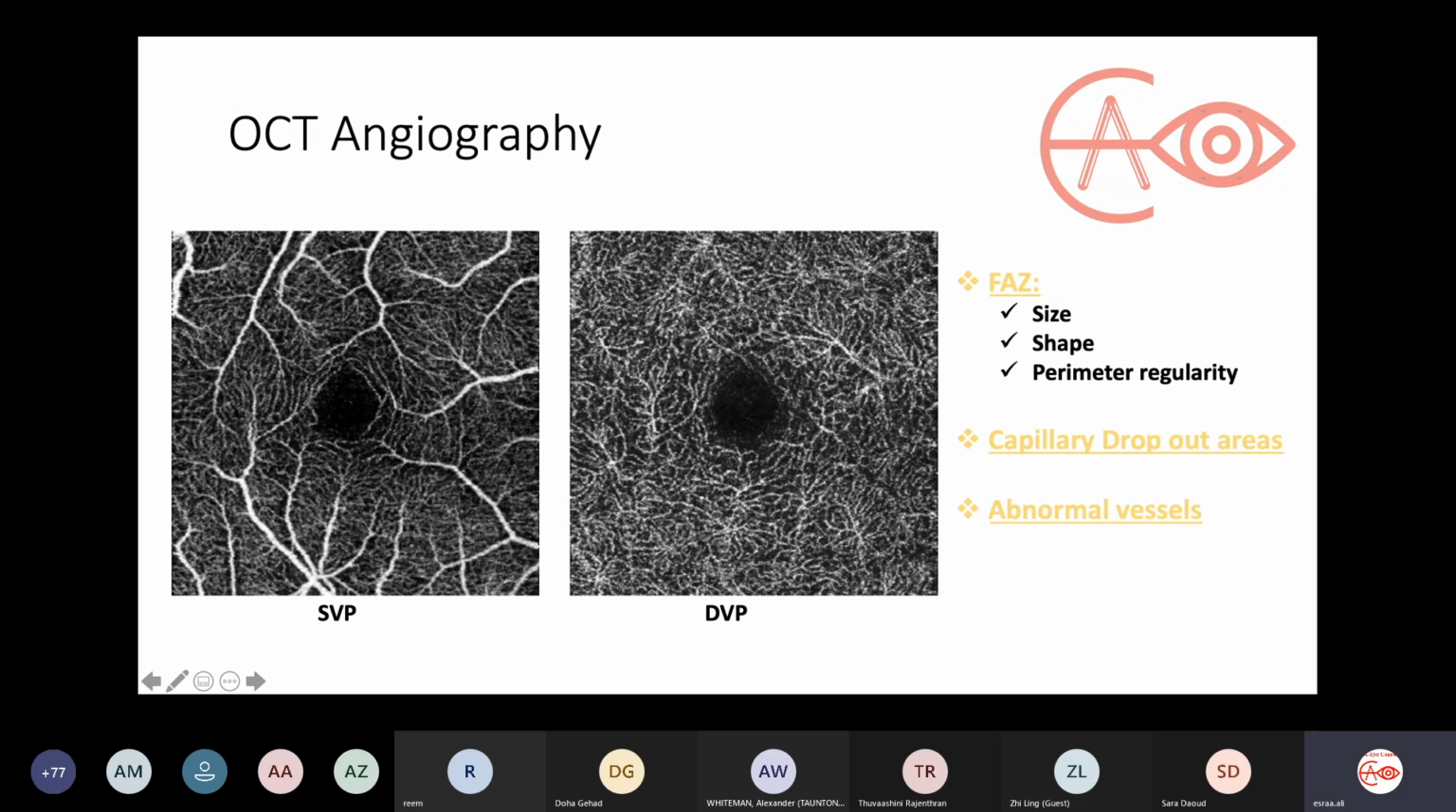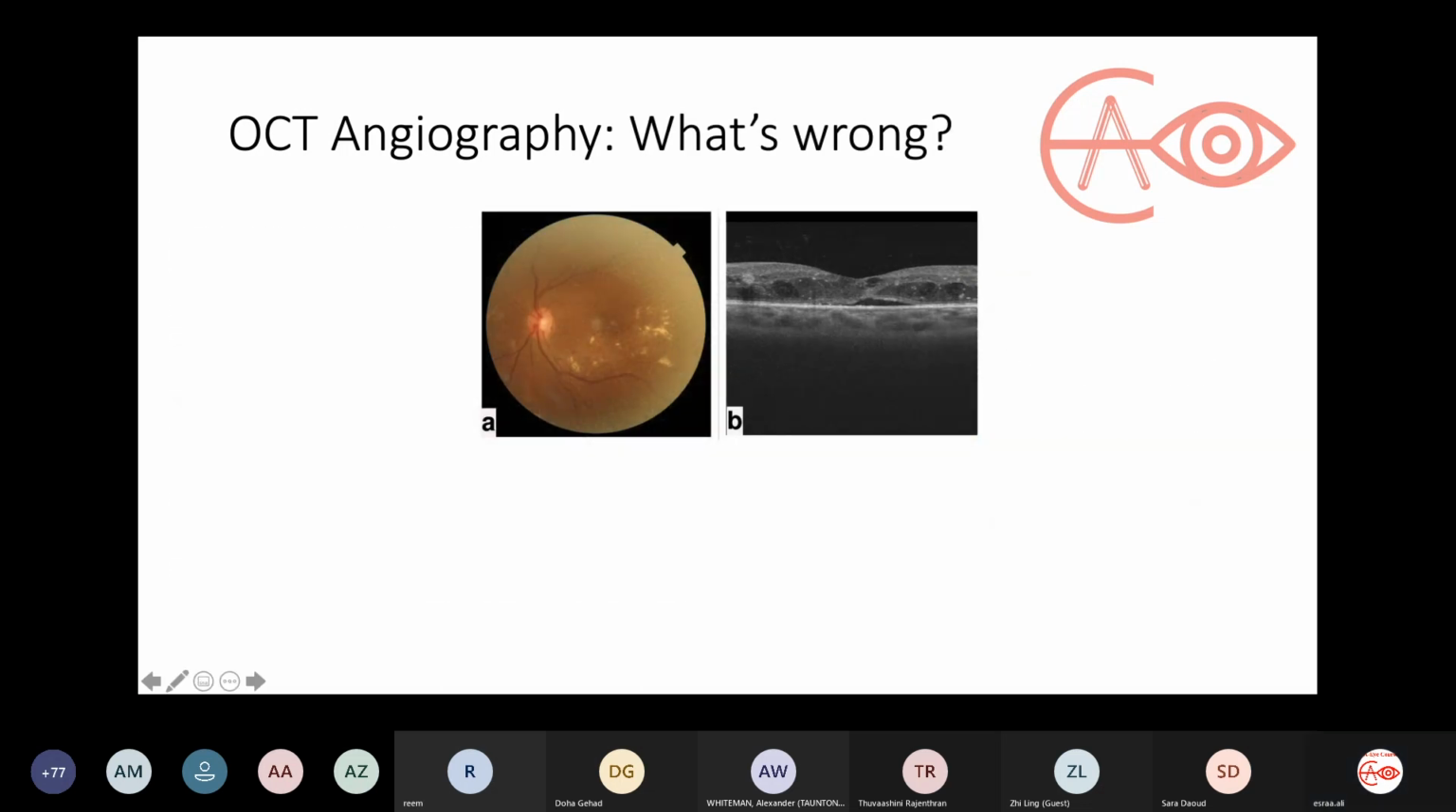So you comment on the foveal avascular zone size. This is how it's supposed to be. Its shape is regular. The perimeter of the foveal avascular zone, or the FAZ, is regular. There are no capillary dropout areas anywhere, and you can see no abnormal vessels. Let's see how the abnormal looks as well.